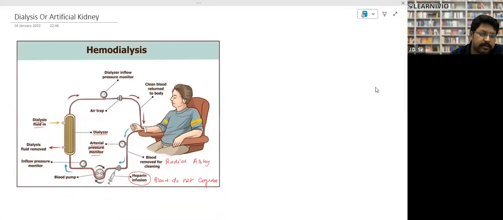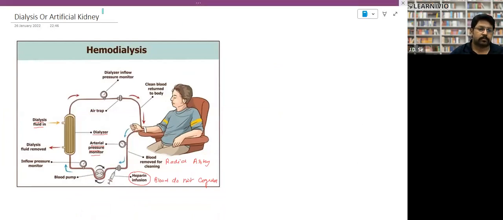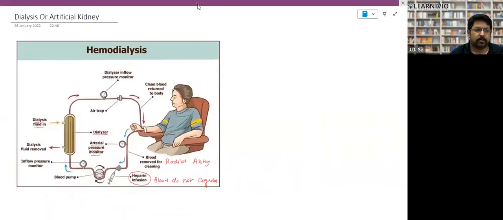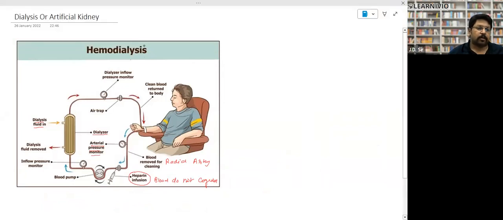Dialysis. You know what dialysis is? Artificial kidney. Hemodialysis is an artificial kidney. Here a syringe is inserted in the hand, in the radial artery. I have written it over there. So blood is taken out from the radial artery; blood is removed for cleaning.